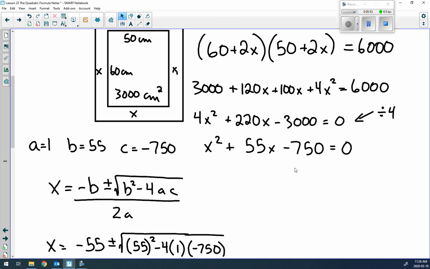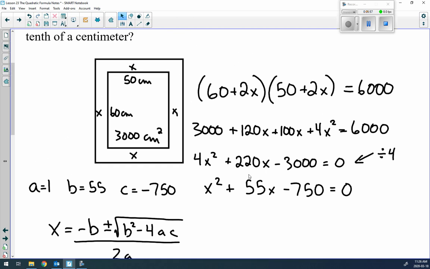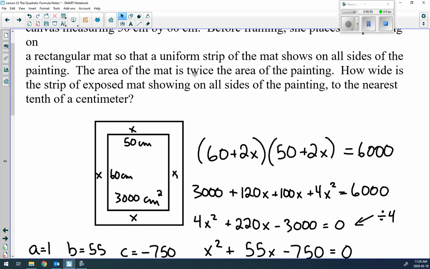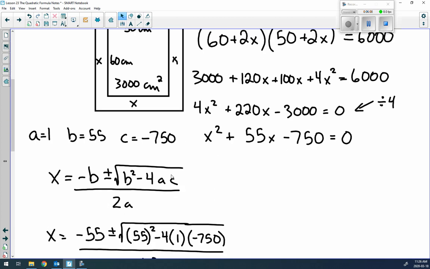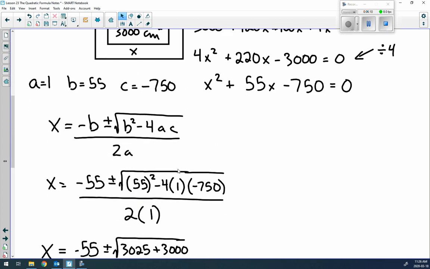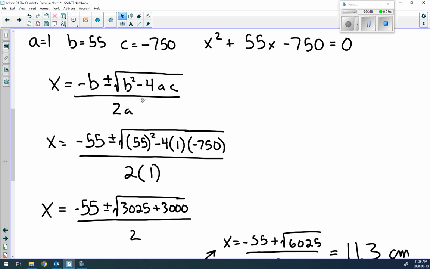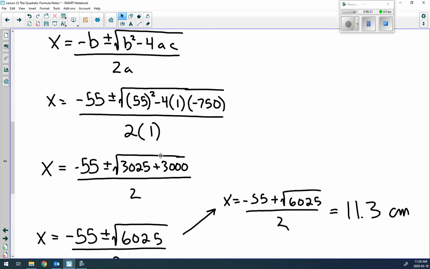Okay, now you're probably going to go, oh, that's a trinomial. I'm going to try to factor it into two binomials. Well, there's a dead giveaway back up here in the question. It says, how wide is the strip of exposed mat to the nearest tenth of a centimeter? If the question asks you that, and you're talking about tenths or hundredths, you know right away you have to use the quadratic formula, because they're going to have some decimals in there. Okay, so we list off what A is, what B is, what C is. Write down the quadratic formula, plug in the numbers, do the math.